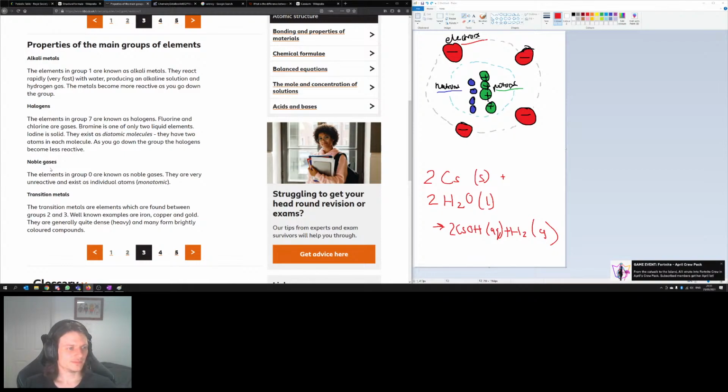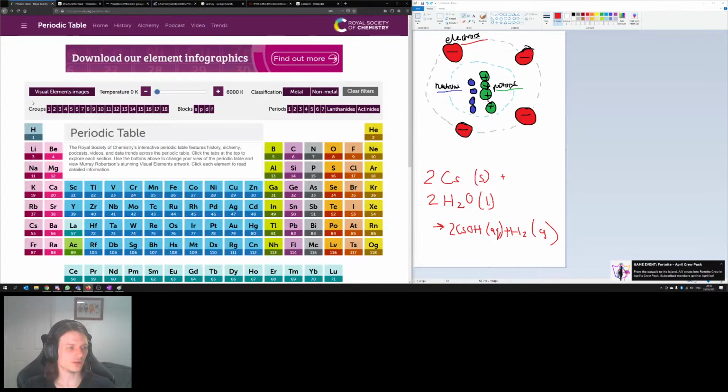Noble gases. The elements in group 0 are known as noble gases. They are very unreactive and exist as individual atoms, monatomic. So noble gases are group 0.